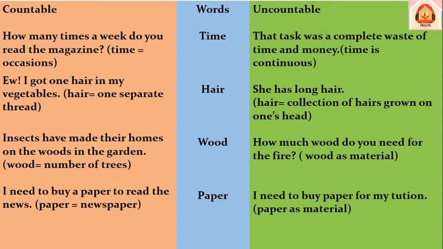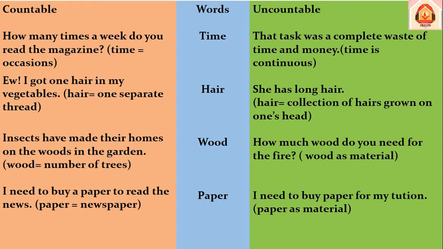I got 1 hair in my vegetables. Sometimes while eating food you might have seen that a strand of hair you could find in your vegetables or in your chapati. There you can count that thread and you can say, Mama, I have got 1 hair in my chapati or in my vegetable. So here the word hair is countable. She has long hair. Here we are talking about the hair which a person has on his or her scalp. So the hair which she is having is long. Here we can't count the number of hair.